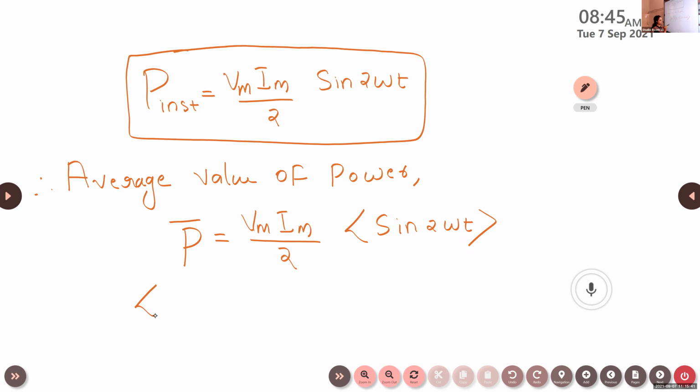Then what about the summation of sin 2 omega t? It is equal to 0. So the average value of power in the case of a capacitor becomes P bar is equal to Vm Im by 2 into 0, that is equal to 0. So in the case of a capacitor also, the average value of power P bar is equal to 0.